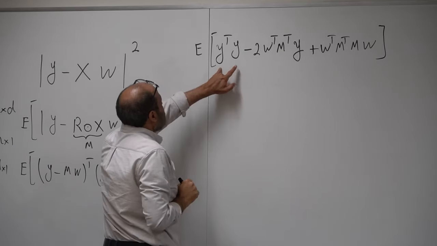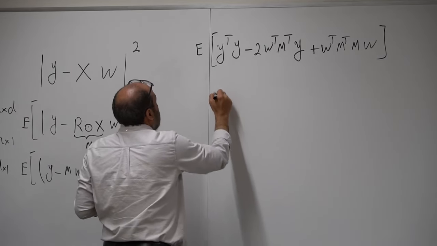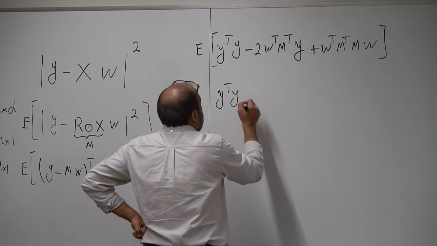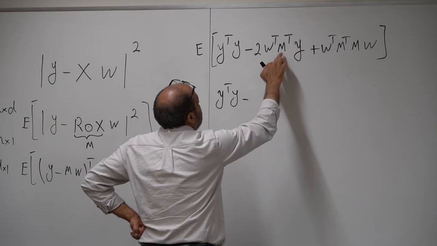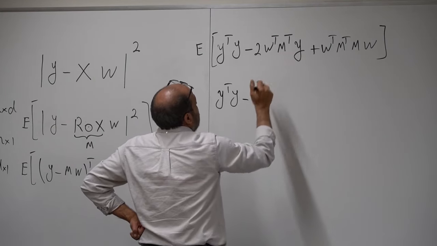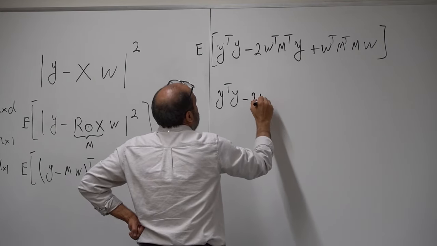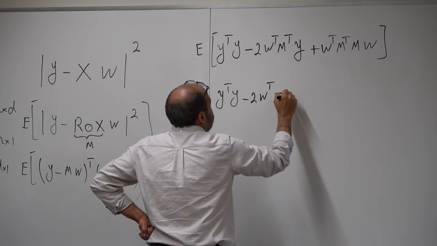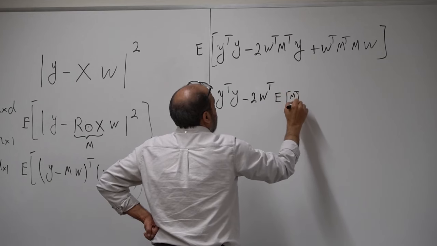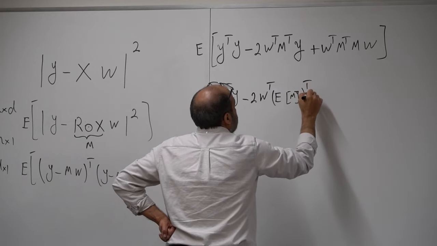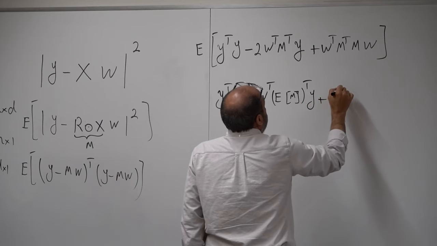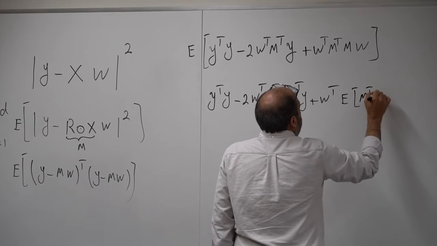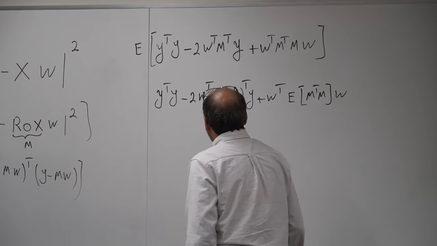So what would be the expectation of Y transpose Y with respect to R? It's just Y transpose Y. It has nothing to do with the random variable. And the only random part is this M here. So it's going to be minus 2W transpose expectation of M transpose Y plus W transpose expectation of M transpose M W, right?